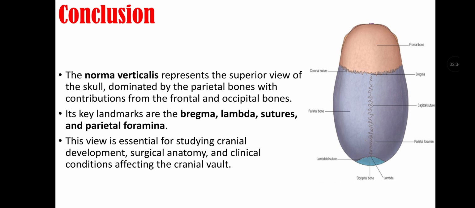Conclusion of this lecture video. Norma verticalis represents the superior view of the skull dominated by the parietal bones with contribution from the frontal and occipital bones. Its key landmarks are the bregma, lambda, sutures, and parietal foramina. This view is essential for studying cranial development, surgical anatomy, and clinical conditions affecting the cranial vault.